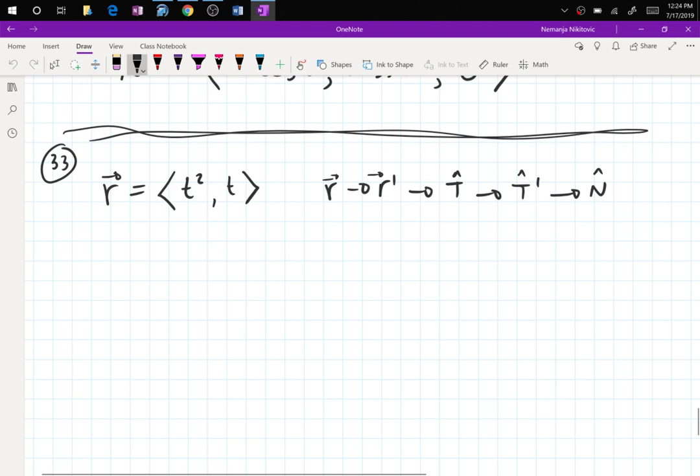Not this one. Cosine t squared is t. No, this one's gonna be... oh. This one is terrible. But it looks so nice, right?